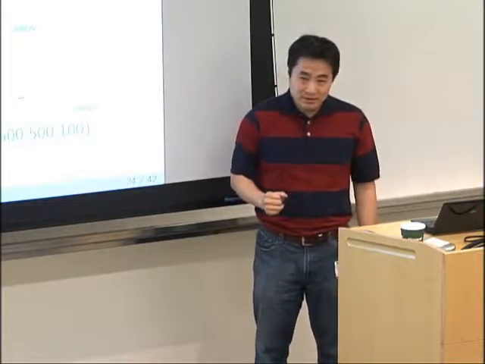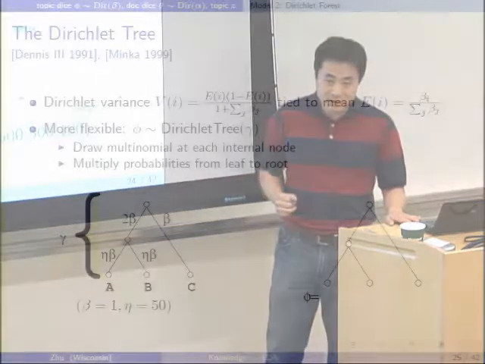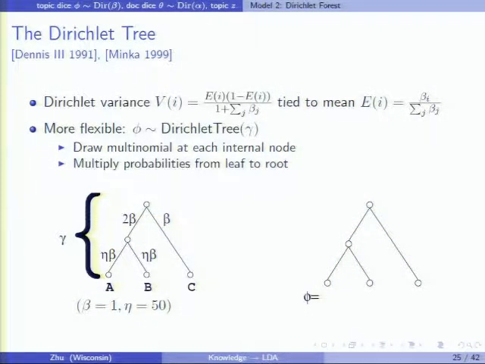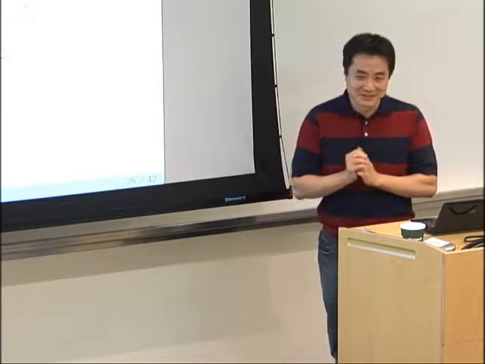And the reason why you cannot do that is because in the Dirichlet distribution, the variance of each dimension is tied to its mean. So you do not have the extra degree of freedom to encode its variance. And the way to get around it is to go to what's called a Dirichlet tree distribution. And Tom Minka here did something on this too.